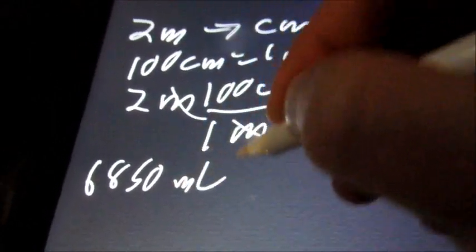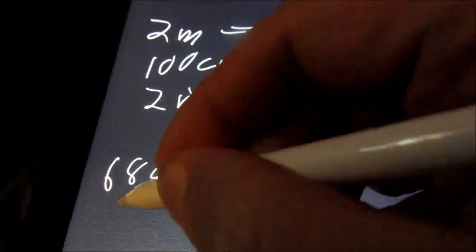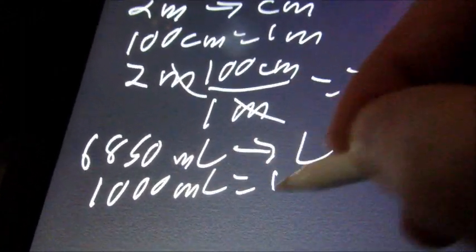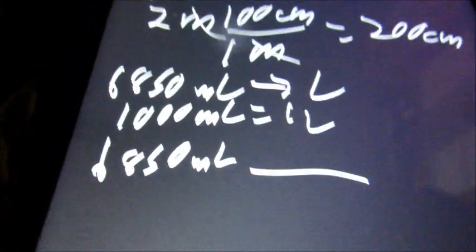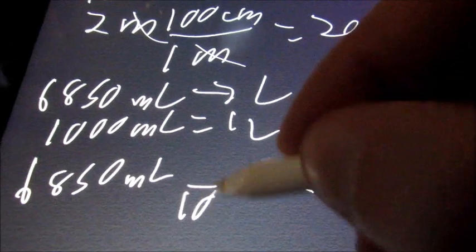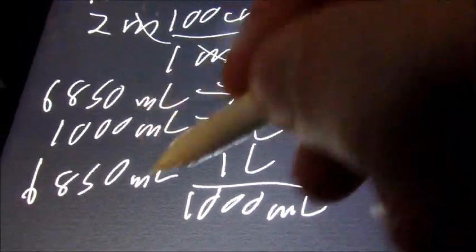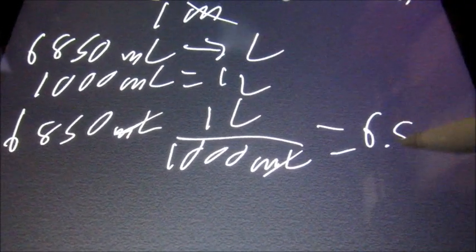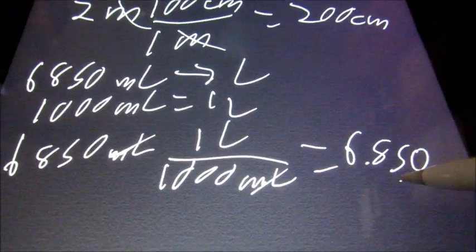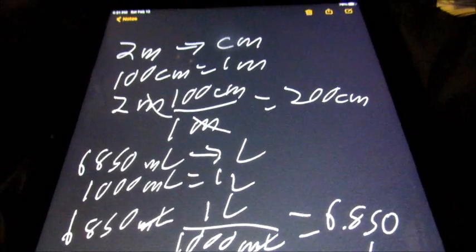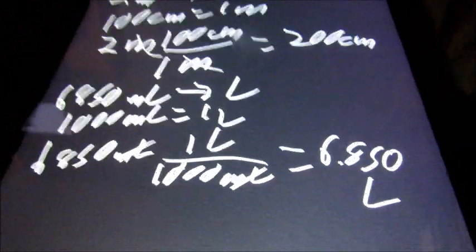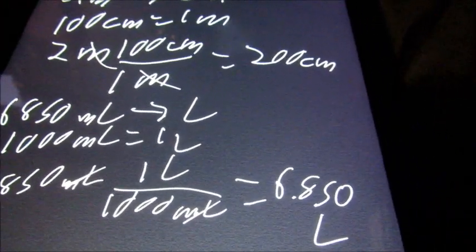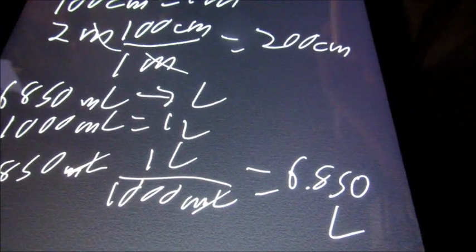Next, let's say we have 6850 milliliters into liters. And there are 1,000 milliliters equals 1 liter. So we start 6850 milliliters. We have them on top, so we need them on bottom now. 1,000 milliliters and 1 liter. Milliliters cancel. So now we have 6850 divided by 1,000 equals 6.850 liters. And that's how you'll do those. All of these are just factors of 10. Either you're going to multiply or divide by 100 or 10 on all of these, or 1,000.